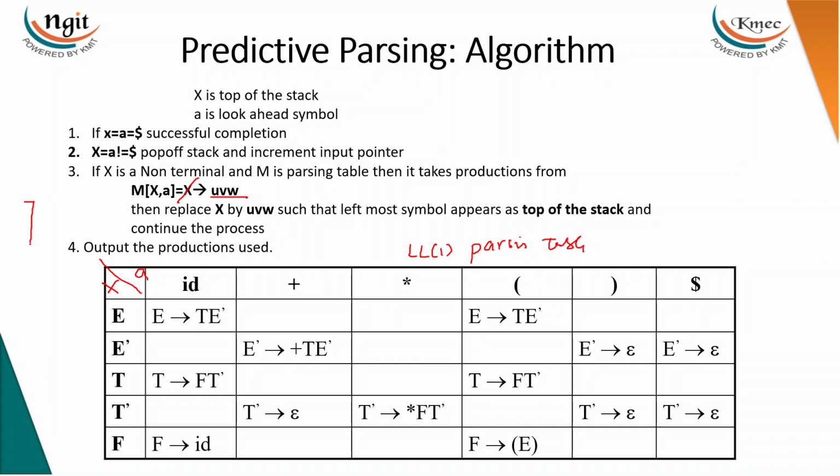Assume a situation like this: the stack has dollar and X, and the input symbol is A. In this case, if M of X comma A is some production like X tends to UVW, then pop X and push UVW such that U is at the top of the stack. That means we push in reverse: push W, push V, push U, then continue the process.